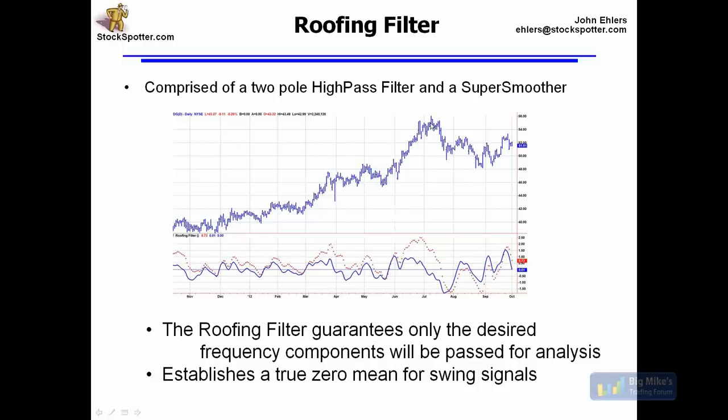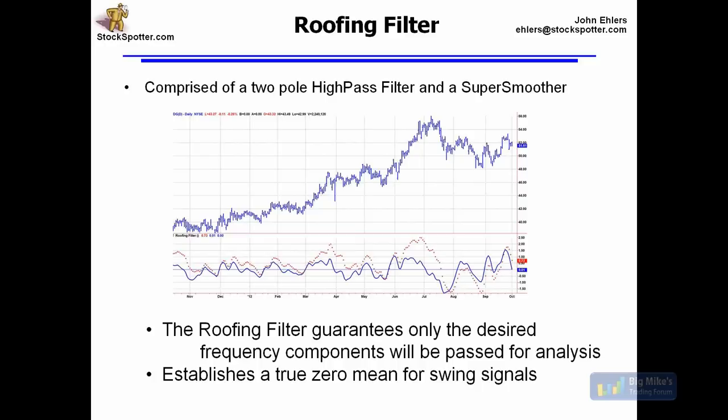That's simply because we set the pass band of the two-pole high pass at 48 bars. And that means it's starting to filter out some of those longer components that we want in this extended run. We really want to keep those. So if we're massaging our indicator, we might want to increase that 48 bar period a little bit. Anyway, the net effect is that we establish a true zero mean on the indicator.